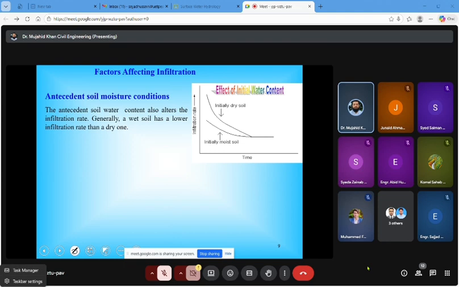Antecedent soil moisture condition. If, for example, you have initially dry soil, as you can see in the figure, initially the rate of infiltration will be very high and then it will go on decreasing. But if the soil is initially moist, then there will be a low infiltration rate. Ultimately, the final infiltration rate for both cases will be the same because the soil will have constant capacity. So the antecedent soil water content also alters the infiltration rate. Generally, a wet soil has a lower infiltration rate than a dry one.